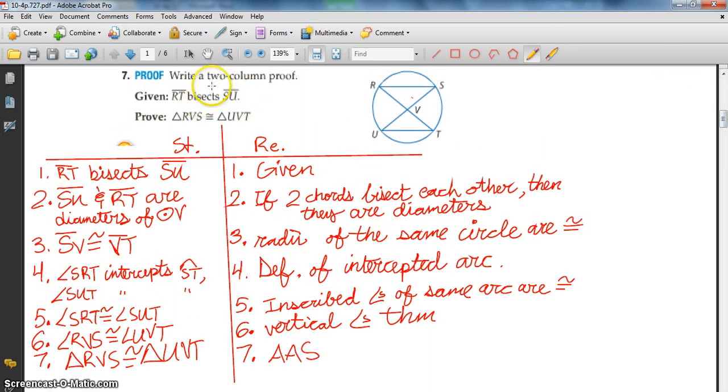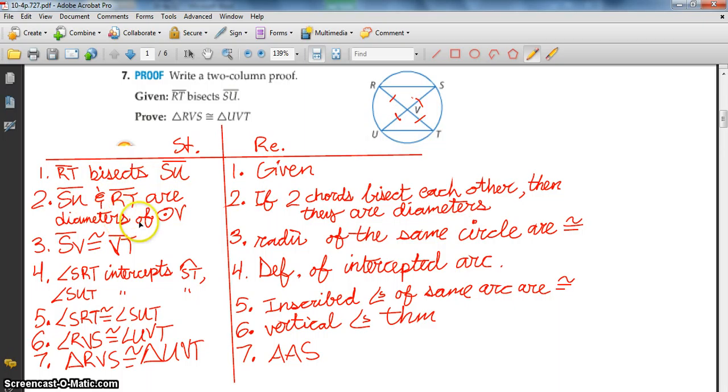Let's take a look at number 7, writing a 2-column proof. If RT bisects SU, we want to prove that this triangle is congruent to this triangle. So we need to get some sides congruent, some angles congruent, so that we can prove the two triangles are congruent by side, side, side, or side, angle, side, or angle, angle, side, one of those methods. So the first thing, we're going to state our given information and see what this leads us to. So if RT bisects SU, that means that they split each other in half. So RT and SU bisect each other.